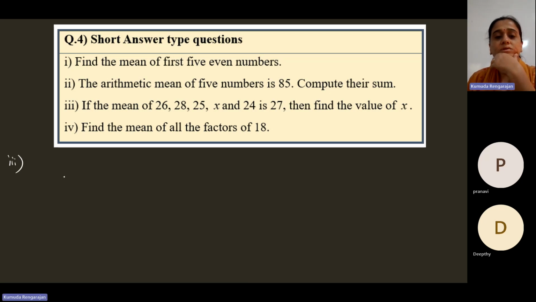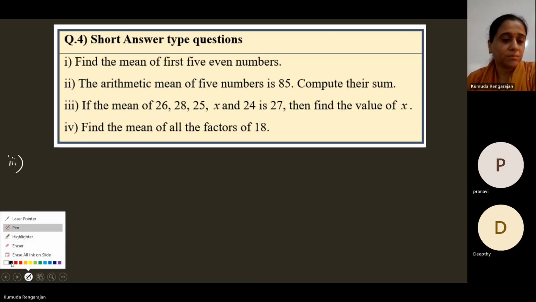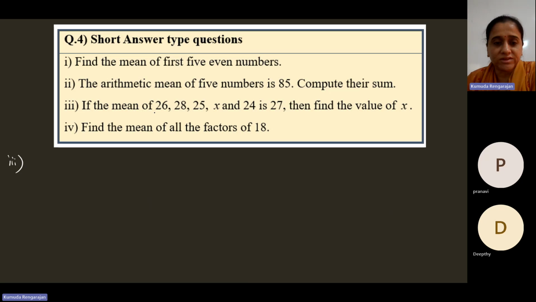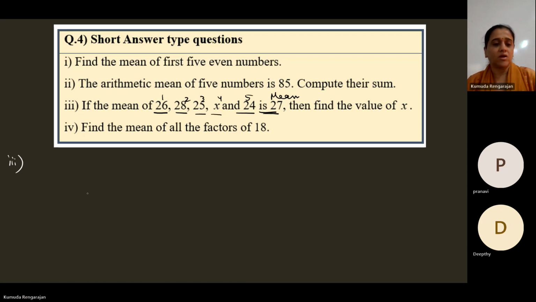If the mean of 26, 28, 25, X and 24 is 27. You see this? 26 is an observation, 28 is an observation, 25 is an observation, X is an observation, 24 is another observation. So how many observations? 1, 2, 3, 4, 5. 27 is not an observation. That's the mean. Read the statement. If the mean is 27, how do you read this?